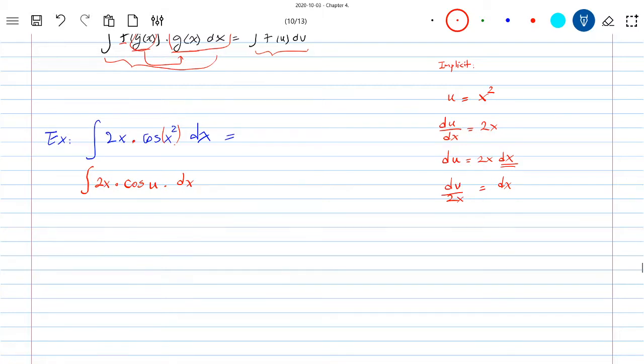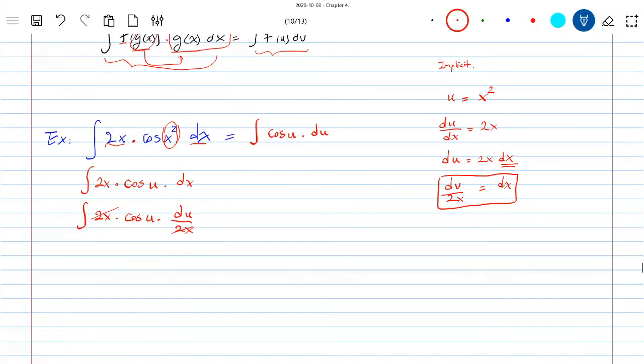Divide also by 2x. Okay, if I found dx by itself, I can replace it in this integral: 2x is still there, cosine u, and instead of dx, I can write du divided by 2x. Now you notice that this 2x can cancel out, and what we get is simply this integral, the integral of cosine of u times du. And this is basically what that theorem says. It says the derivative of this inside function is given here, 2x dx.